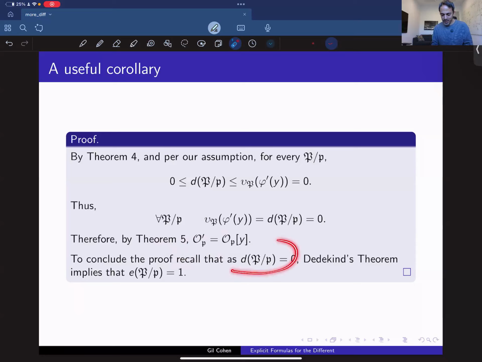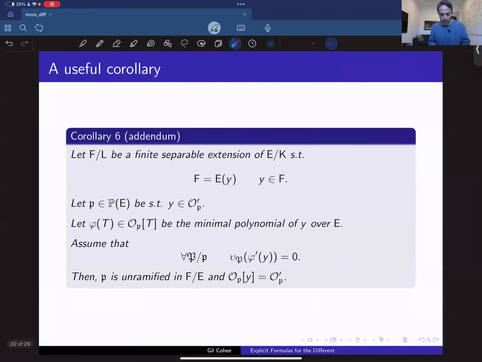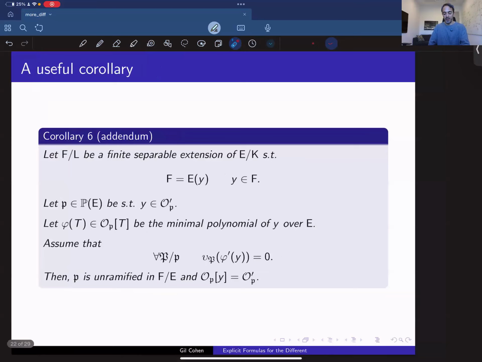And also because the d's are 0, any particular d is 0, then we know by Dedekind, regardless of characteristic, that this means that the ramification index is 1. Right? This was a corollary after Dedekind's theorem. Good. So using this, you can more easily figure out whether a basis is local integral, and make sure a place, a prime divisor, doesn't ramify.